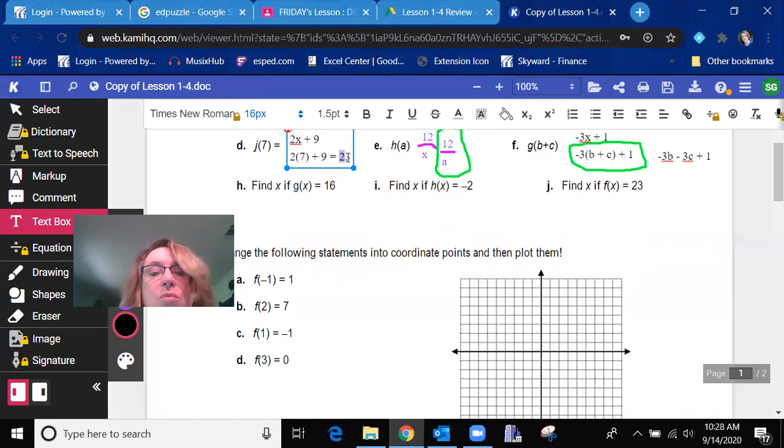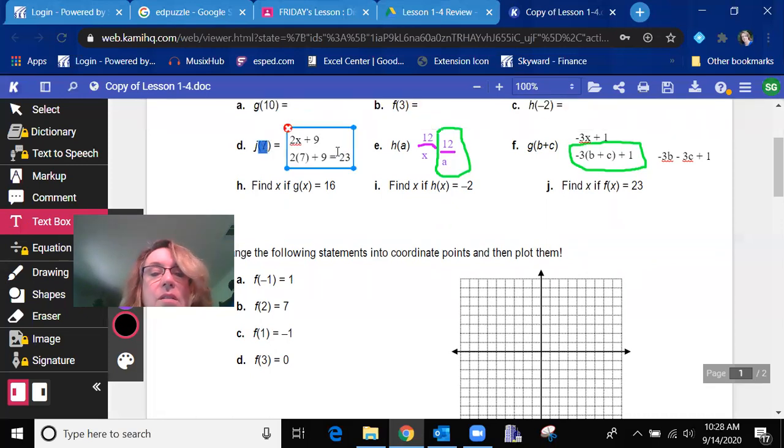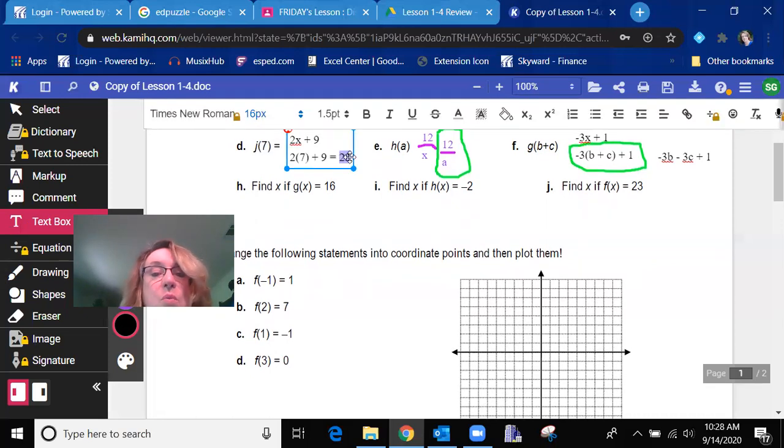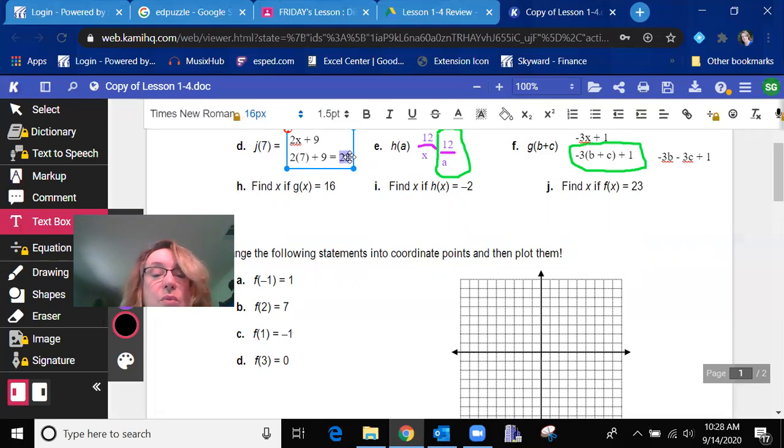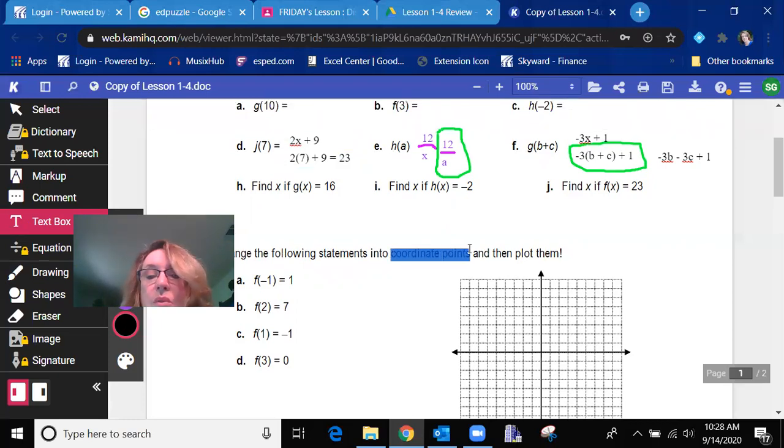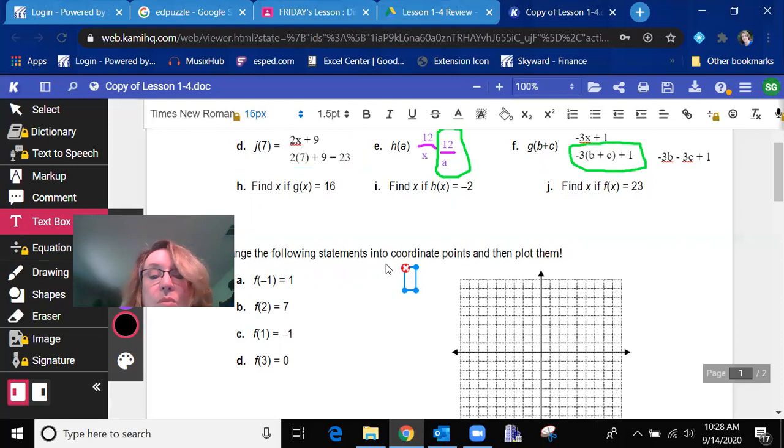So what is 23? 7 is the x, and 23 is the y. The number that you put in, the input number, is in the parentheses, and it's a 7. And the output number is the 23. And we can convert that to an ordered pair, which we're going to do here on the second part. We're going to take the following statements and turn them into coordinate points or an ordered pair.